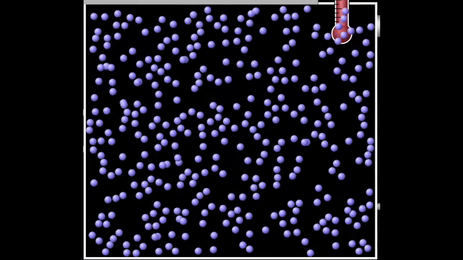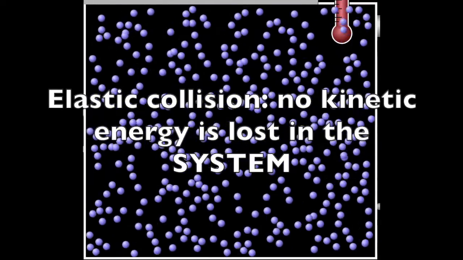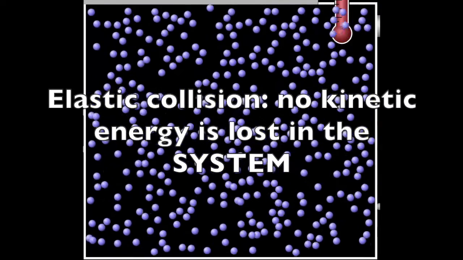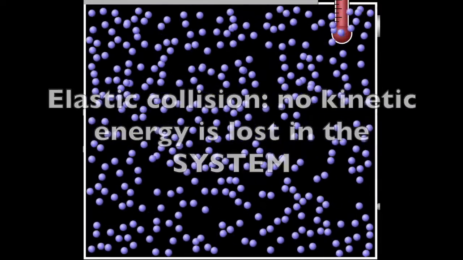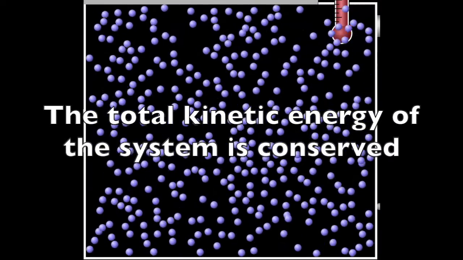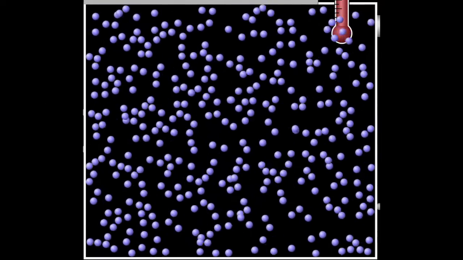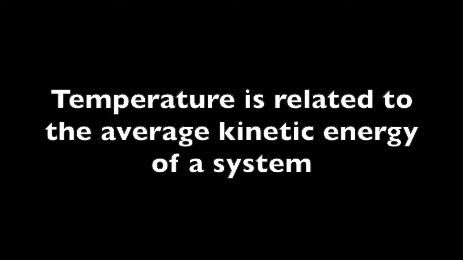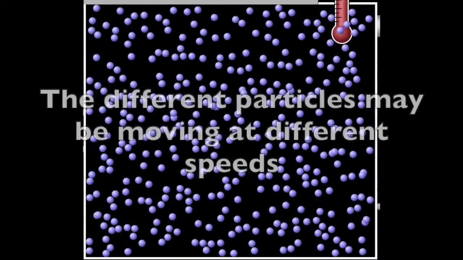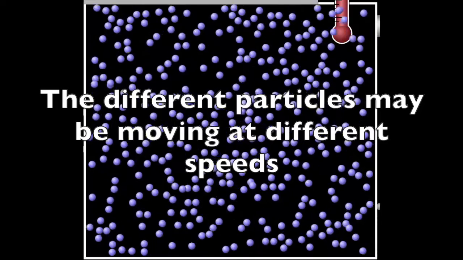An elastic collision is defined as a collision in which no kinetic energy is lost in the system as a result of the collision. Though particles may transfer energy to each other, the total kinetic energy of the system is conserved. Now, we talk about temperature a lot. Well, what is temperature? Temperature is related to the average kinetic energy of a system. Average because any individual particle might be moving at a different speed.